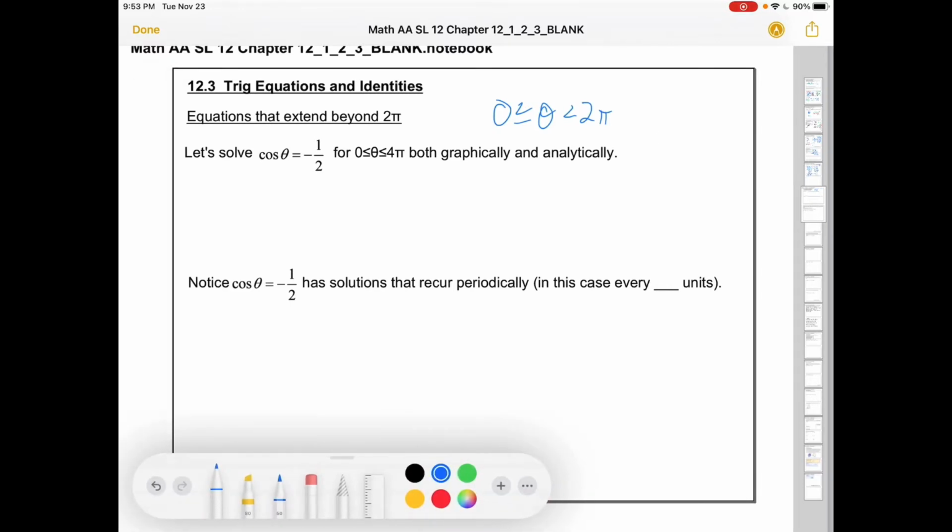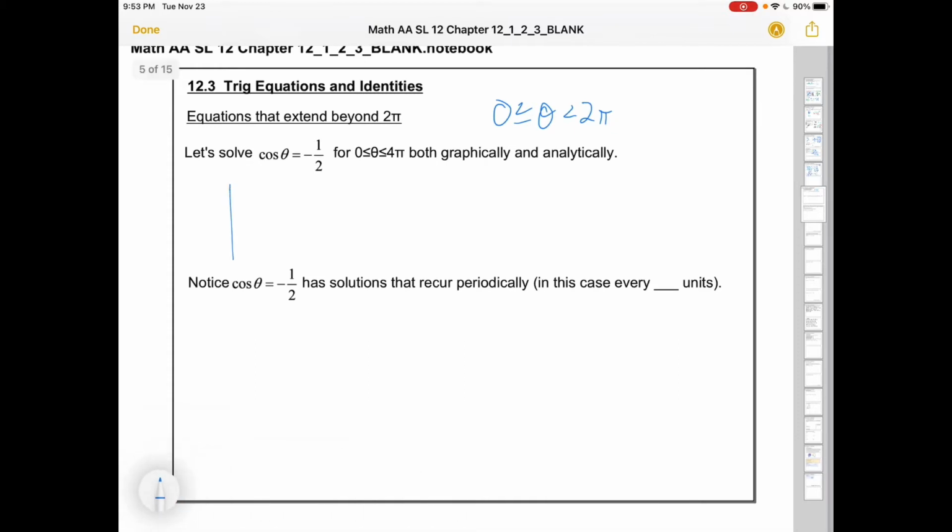So if I were to think about the graph of cosine that says let's solve cos theta equals negative a half from 0 to 4 pi. Let's think about that. Cosine would be a graph that looks like this. It starts here at 1, and it goes top, middle, bottom, middle, top. There's one cycle of the graph. Okay, and that would get us to 2 pi. But if we wanted to go to 4 pi, we'd just repeat the same thing again, because it's a periodic graph. So we'd actually get 2 cycles of the graph.